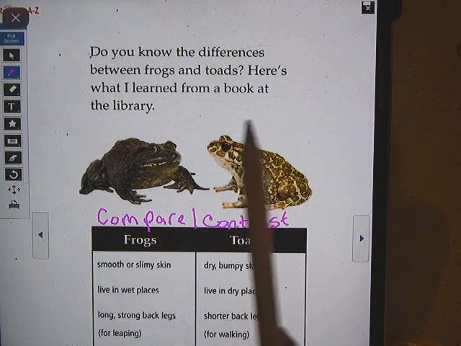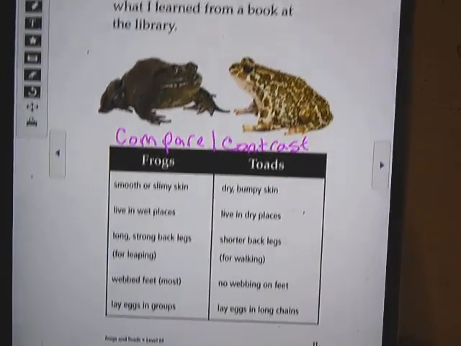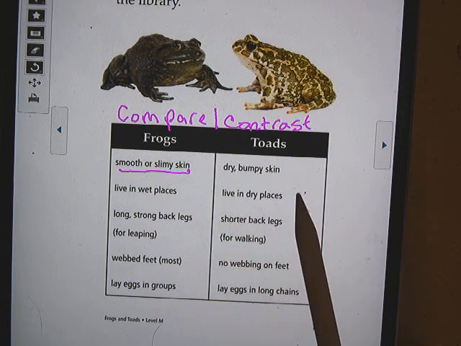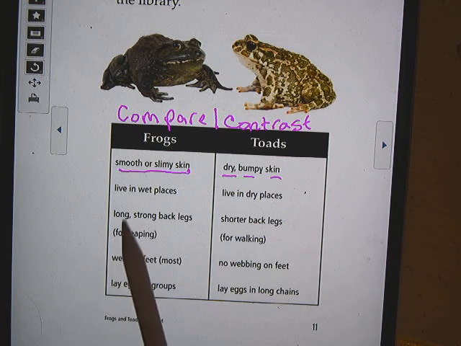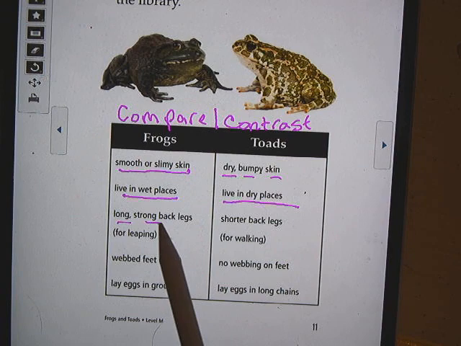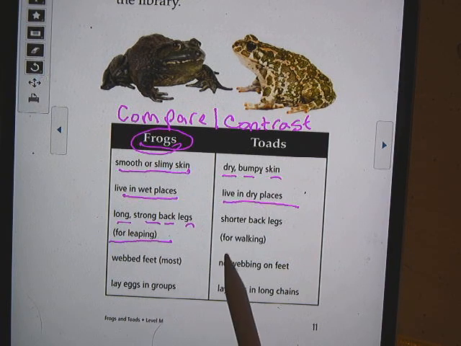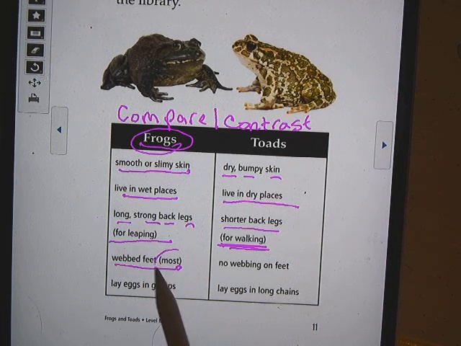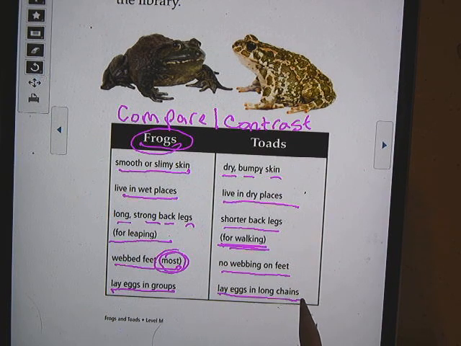Here's what I learned from a book at the library. Frogs have smooth and slimy skin. And look here, toads have dry, bumpy skin. Frogs live in wet places, toads live in dry places. Frogs have long, strong back legs for leaping, where these toads have strong back legs for what? Walking. Most frogs have webbed feet to help them swim. Toads have no webbing on their feet. Frogs lay eggs in groups, toads lay eggs in long chains.